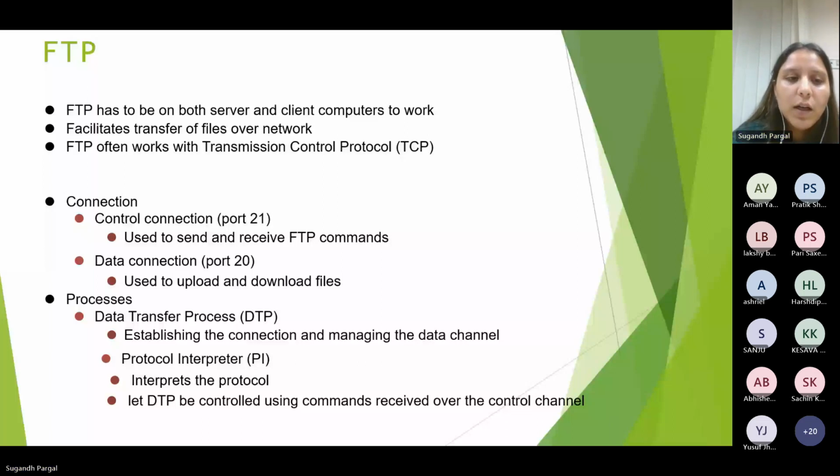One is the control connection, in what manner the user sends and receives FTP commands. It automatically goes to port 21 for the control connection that controls how to send and receive FTP commands. Then the second one is the data connection, which is directed to port 20, which is used to upload or download files. So these are the standard ports which have been assigned for the control connection and the data connection.